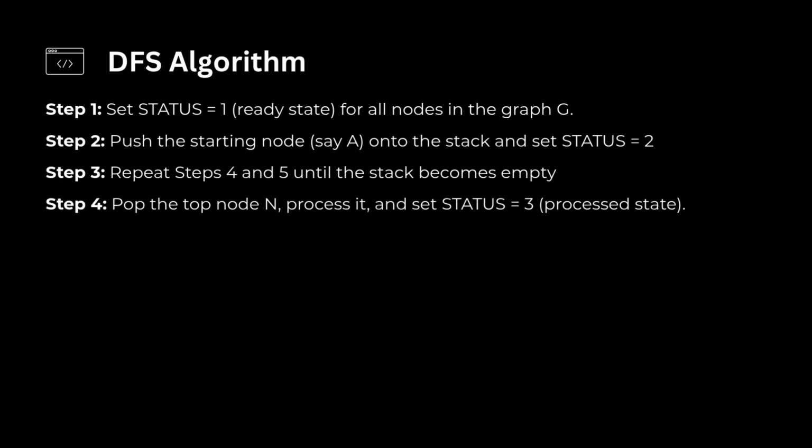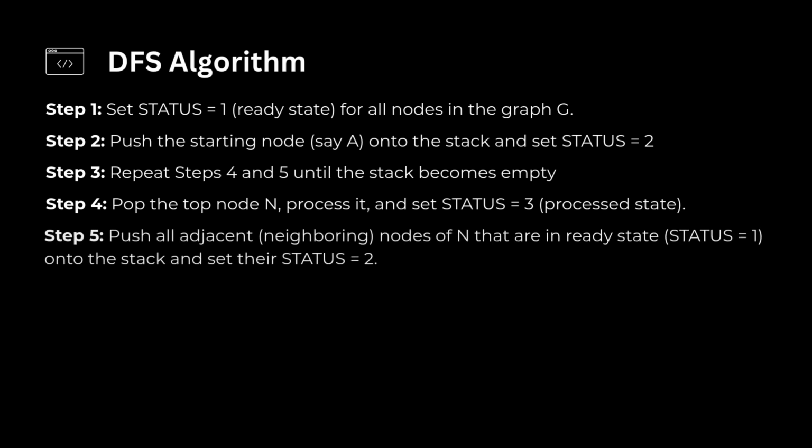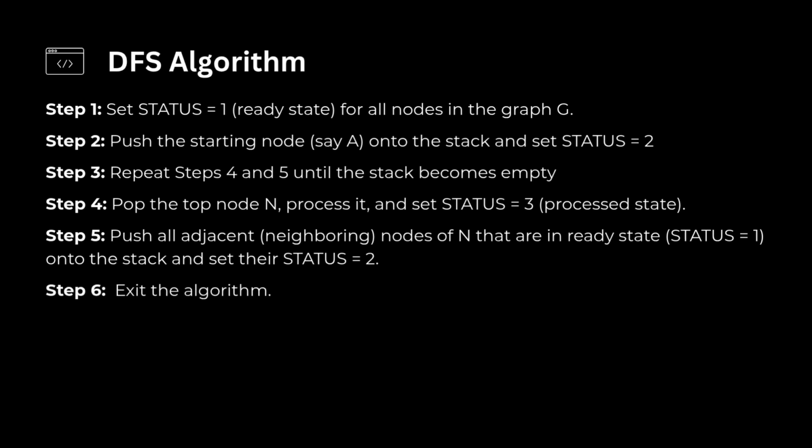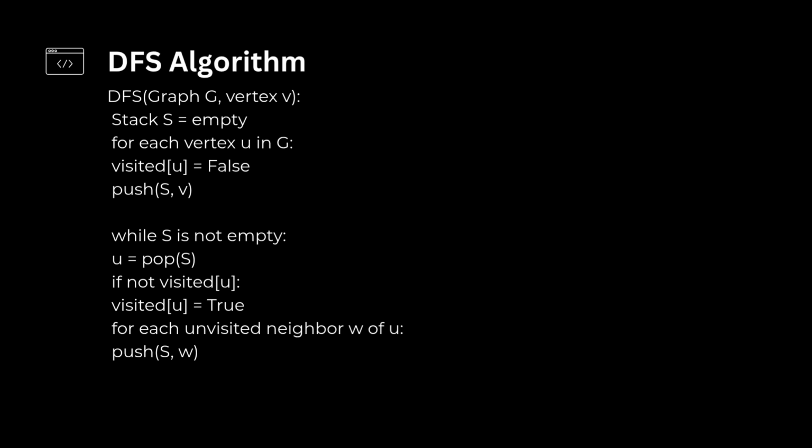Step 4 is pop the top node n, process it and set status equal to 3. This is the processed state. Step 5, push all adjacent, that is neighboring nodes of n that are in ready state, that is status equal to 1, onto the stack and set their status equal to 2. Step 6, exit the algorithm. This is the pseudocode for the DFS algorithm.